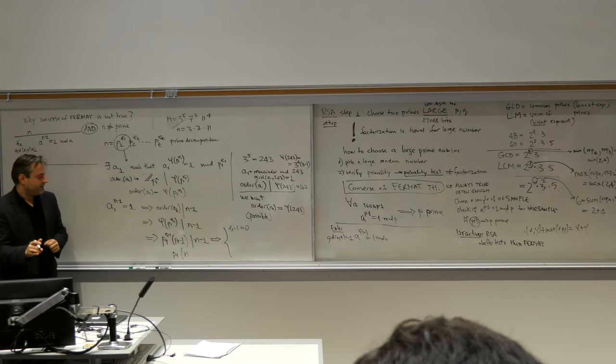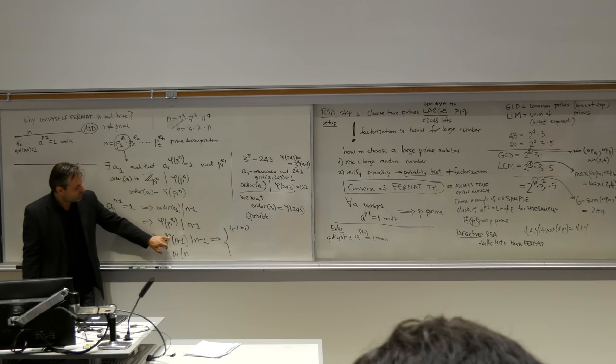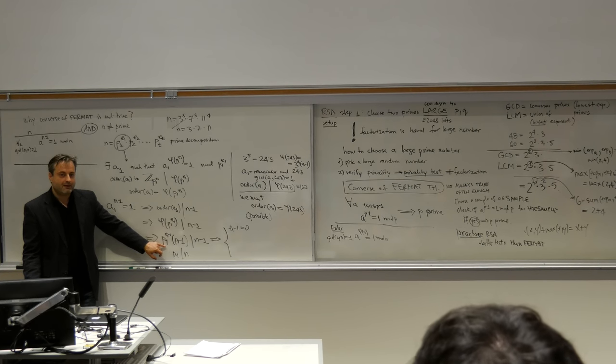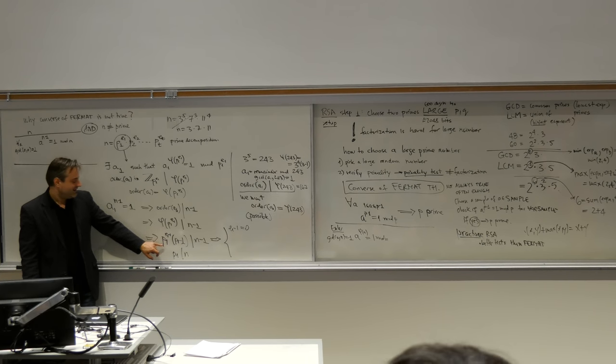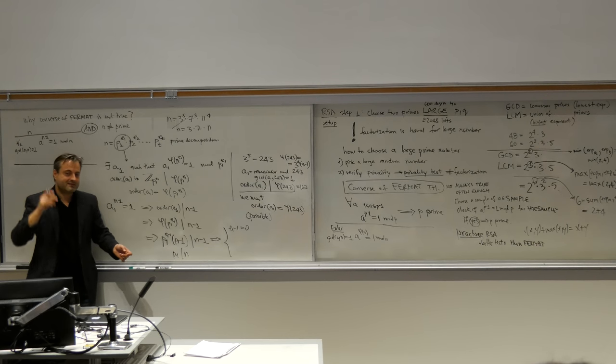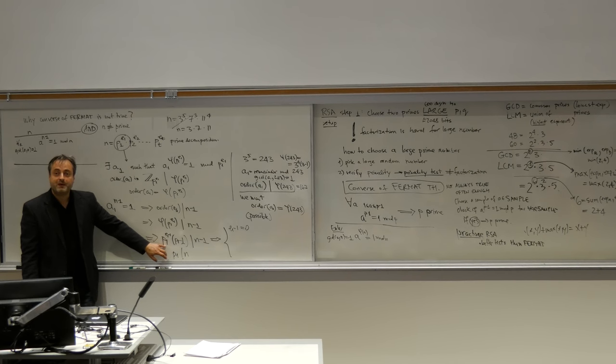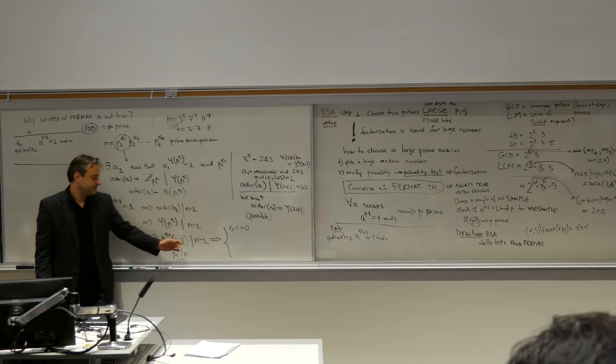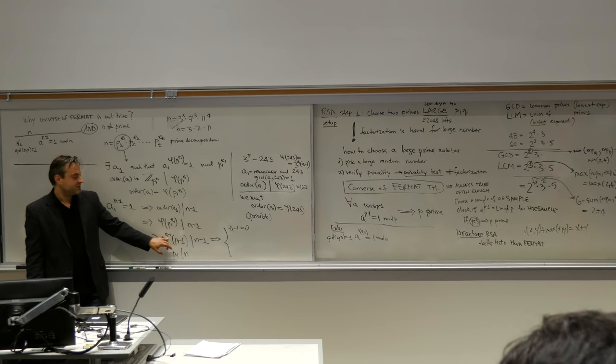Let me say this again. If p1 is truly a factor, and e1 minus 1 is a real exponent rather than 0, it means p1 divides n minus 1, but it also divides n, which is impossible. Therefore, this exponent has to be 0.